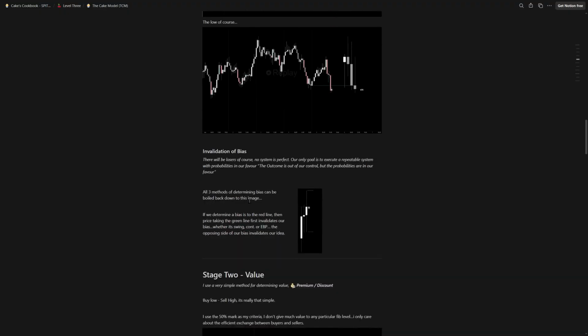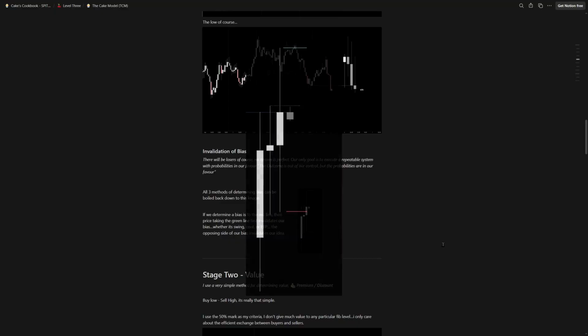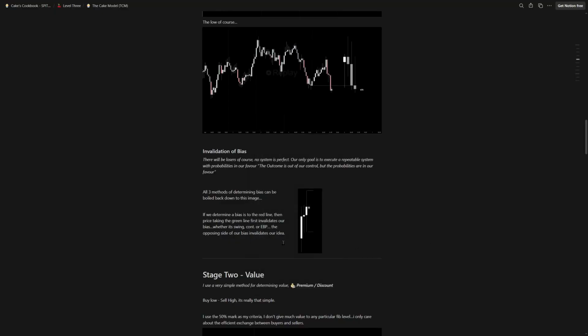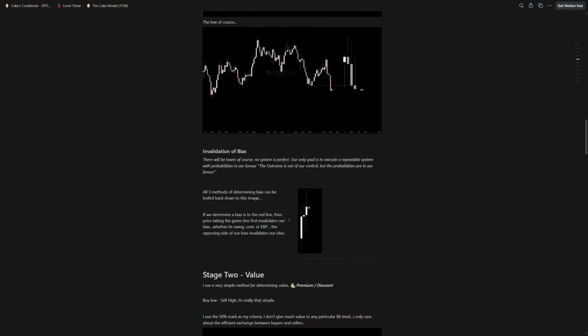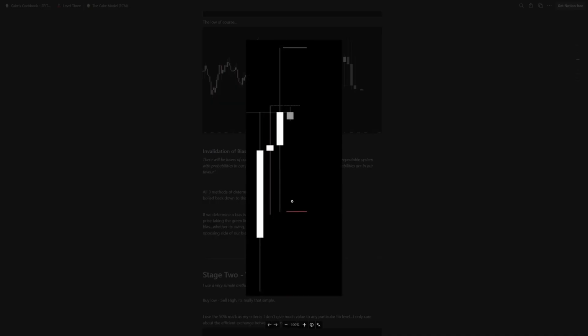All three methods of determining bias can be boiled back down to this image, okay? If we determine a bias to the red line, then price taking the green line first invalidates our bias, okay? So if I say I've got my bias to the red line, and we then go and take the green line before we do it, so we don't take previous week low, we take previous week high instead. That's the invalidation. It doesn't matter whether it's a continuation candle, an EVP, a swing formation.